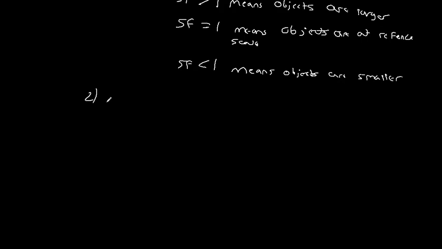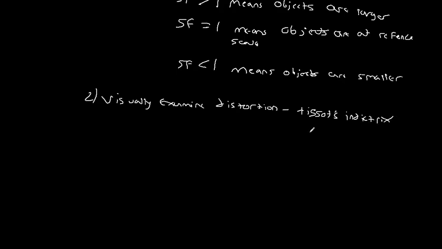The other approach that we can take is visually. We can visually examine distortion. And we do this through what's called the Tissot's indicatrix. And essentially, you can think of Tissot's indicatrix as being the way that a circle changes as we go away from those tangent or secant lines.